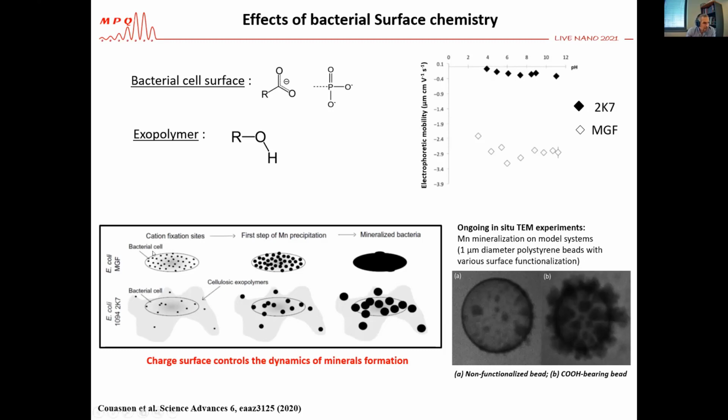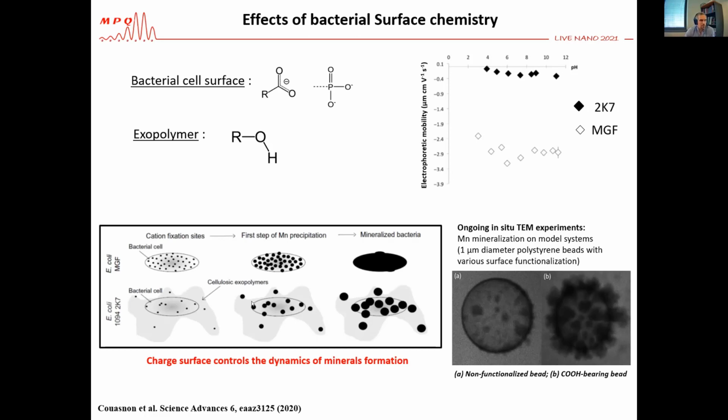And as you have many of them on the MGF strain, you have the formation of a homogeneous layer over this bacteria. While when you work on the 2K7 bacteria, because of this large exopolymeric layer around the bacteria, you have only a few nucleation sites. And that's the reason why you see the formation of isolated nanoparticles. So all those results show that there is clearly an effect of the bacterial surface chemistry, and it seems that the charging of the surface plays a role on the dynamics of mineral formation.